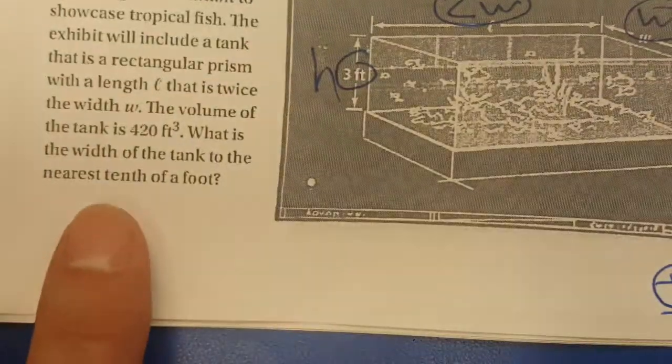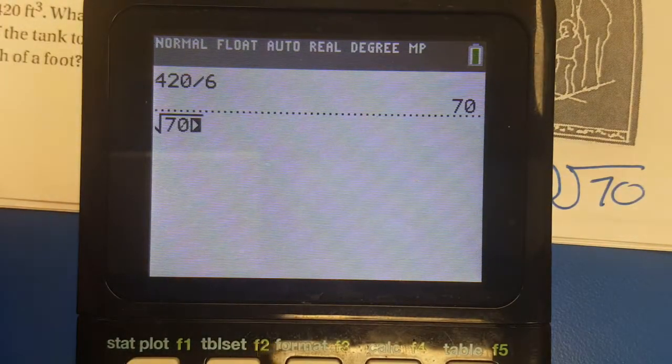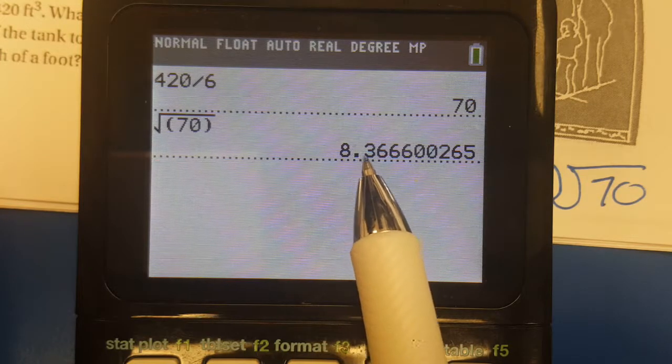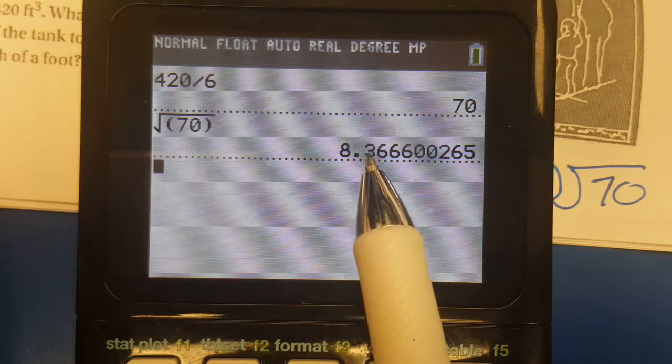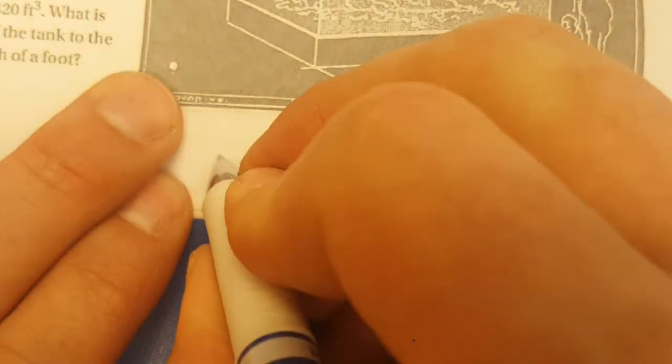Okay, so let's find the square root of 70 to the nearest tenth of a foot. Square root of 70, nearest tenth. So I would say about 8.4. Okay, I rounded to 0.4. So I would say the width is about 8.4.